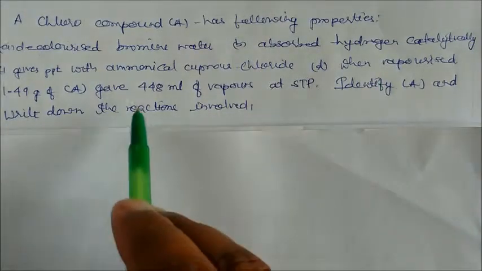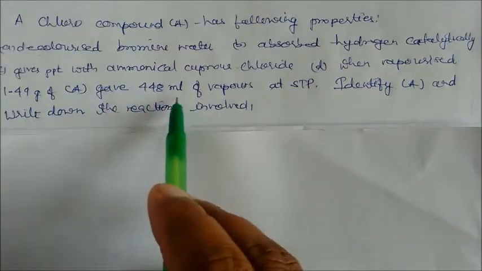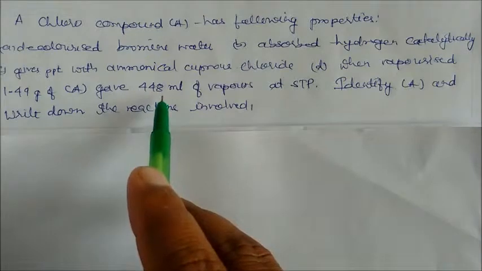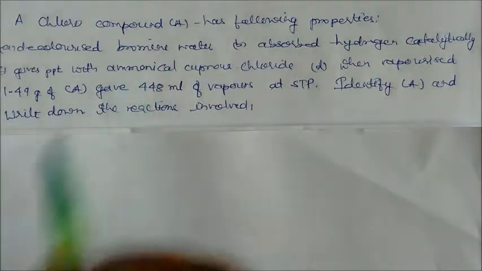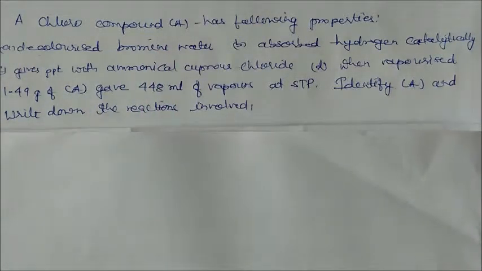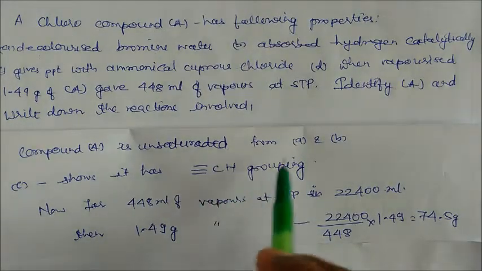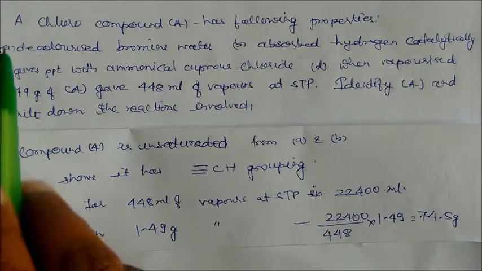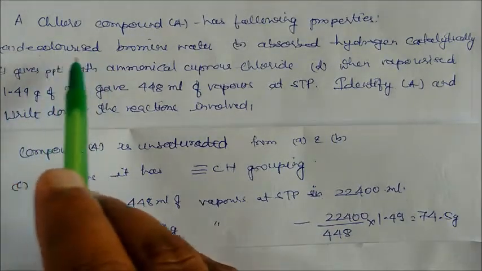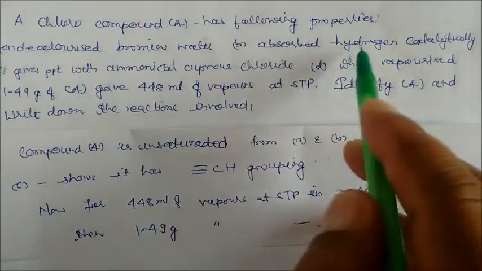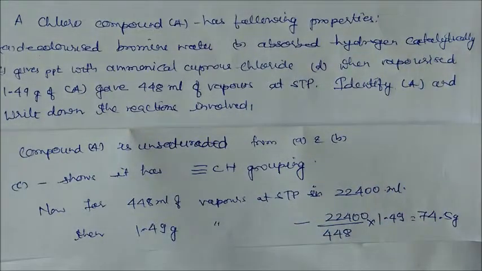So we have one big hint here, 448 ml of vapors. So from here we can guess what type of compound this is. So let us see this mechanism. So compound A is unsaturated, from A and B it is very clear. A and B decolorize bromine water, and B absorbs hydrogen catalytically. So this is an alkene compound.